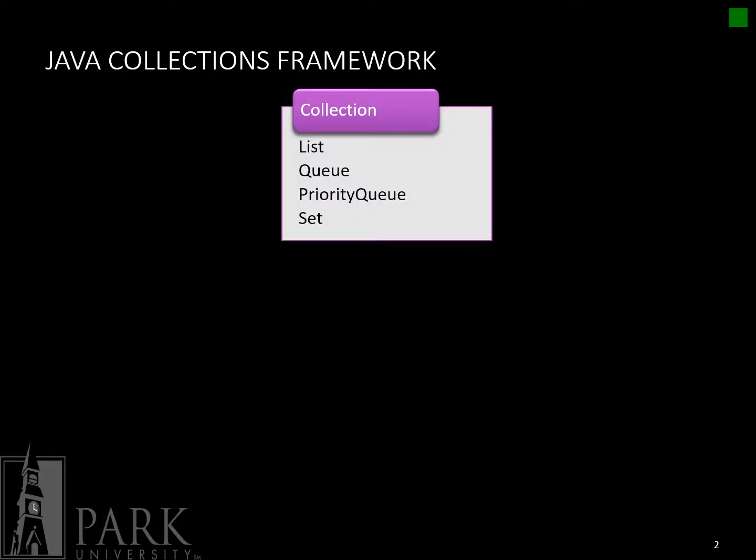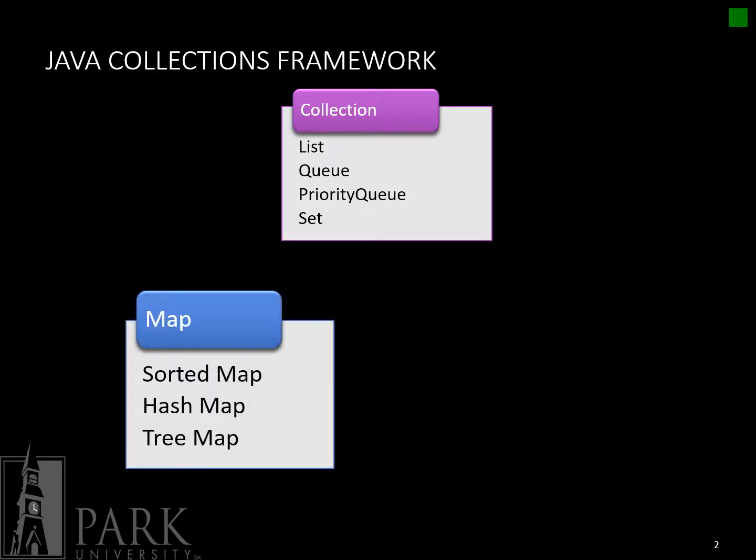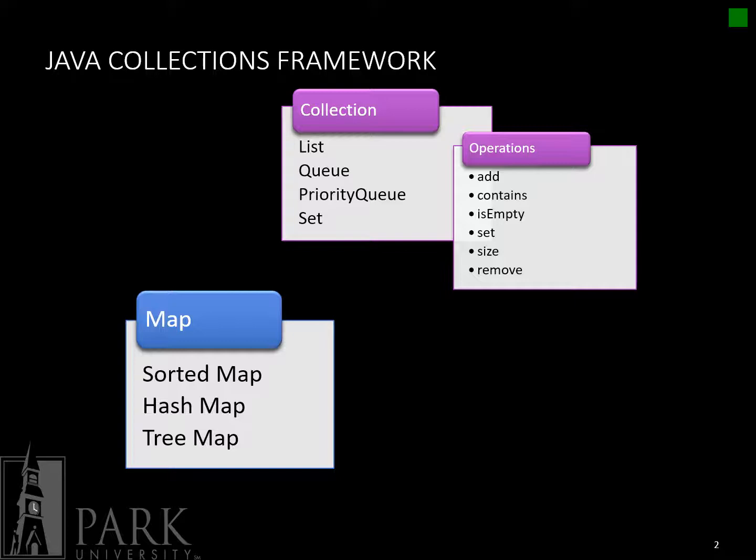The Java Collections framework has two interface hierarchies, the collection hierarchy and the map hierarchy. The collection interface specifies methods common to the list, queue, and set interfaces, like add, contains, isEmpty, set, size, and remove. All classes that implement the collection interface provide a one-parameter constructor that converts any type of collection to any other type of collection. The collection hierarchy includes a special kind of queue called a priority queue, which inserts higher priority elements closer to the head of the queue.